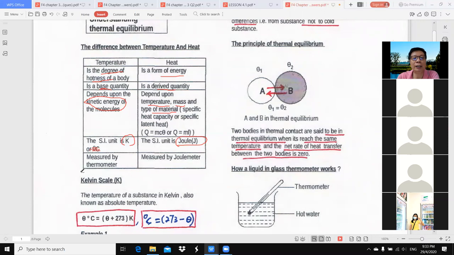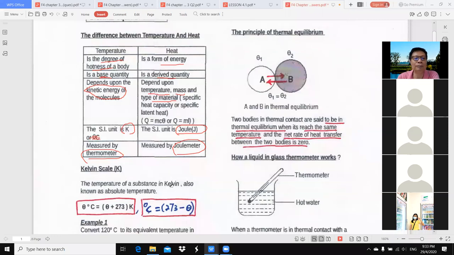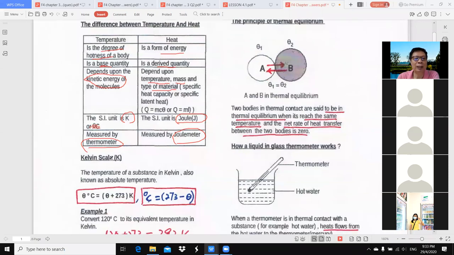And last, temperature is measured by a thermometer, right? Whereas heat is measured by a Joule meter. Okay, a Joule meter to measure the energy, right? Okay, now the Kelvin scale. The temperature of a substance in Kelvin is also known as absolute temperature. Please highlight. When it is absolute temperature, it means the temperature must be in unit Kelvin. Remember or not? Not degree Celsius.